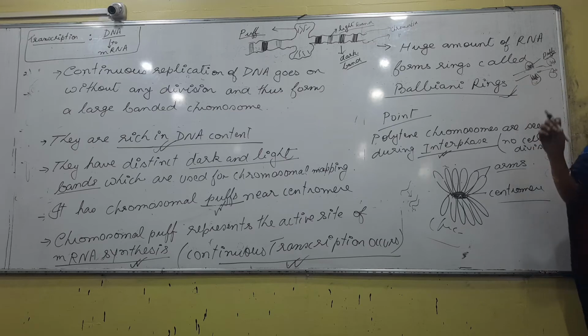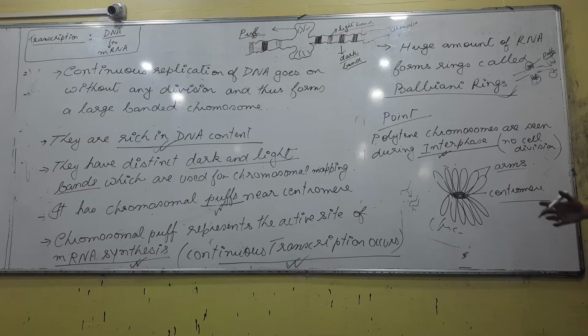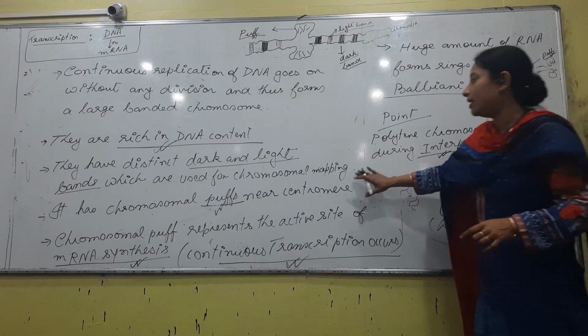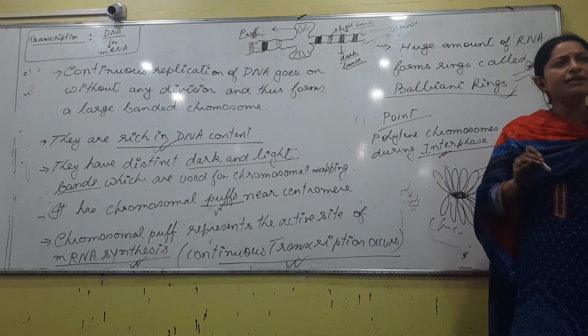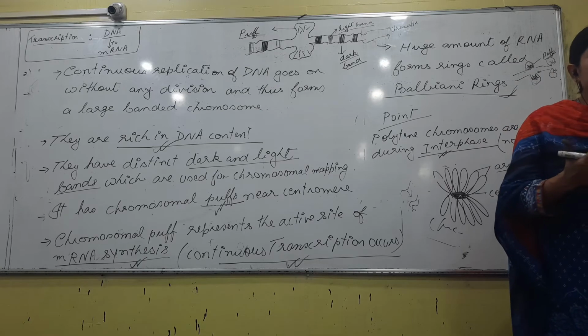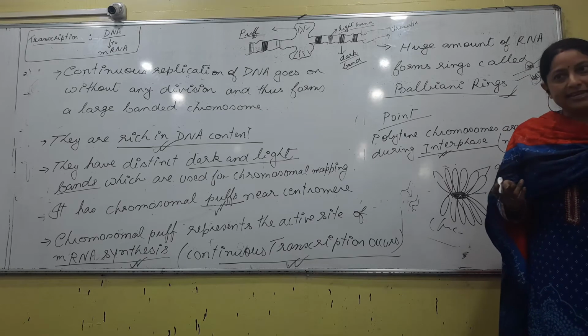And since Balbiani discovered them, the rings are given the name Balbiani rings. Now from the examination point of view, what is the question? Balbiani ring is the characteristic of which chromosome? Polytene chromosome or lampbrush chromosome? Polytene chromosome. So from the examination point of view, you don't have to go into details. You don't have to know anything about chromosomal mapping or transcription, nothing. What should you remember? Giant chromosome. Polytene, because it has many arms.